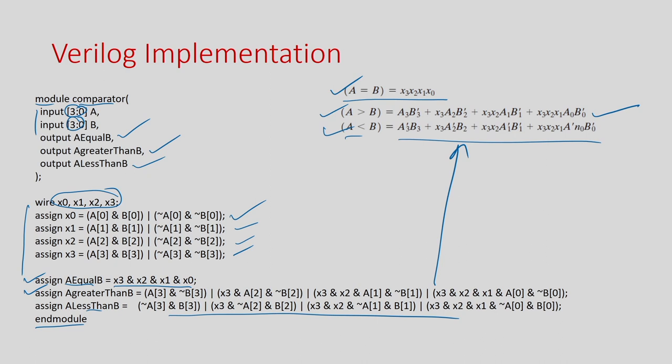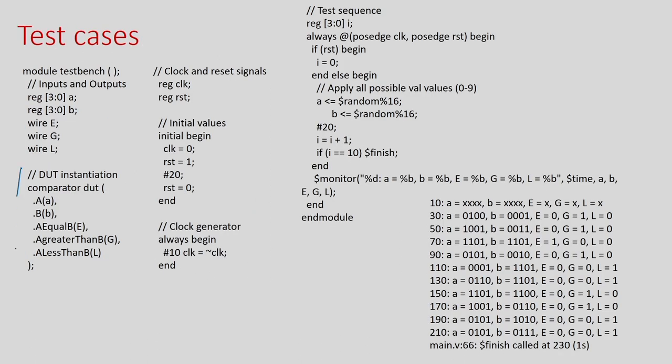The testbench is also very simple. What I did is instantiate this comparator module and declare 2 registers A and B, which will give various values of A and B, and I will compare. I just connected this A and B to the A port and B port of the comparator, and I have declared 3 wires E, G and L, E for equal, G for greater than, L for less than, and connected them to the corresponding ports. This part is the same as the clock generation which I explained in the previous module.